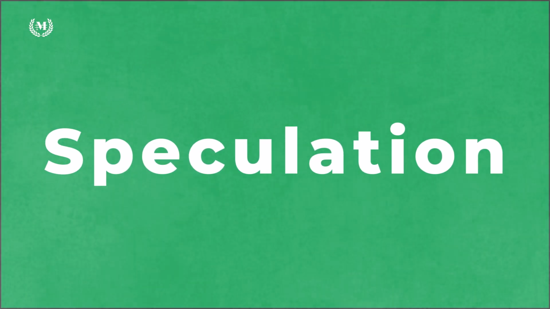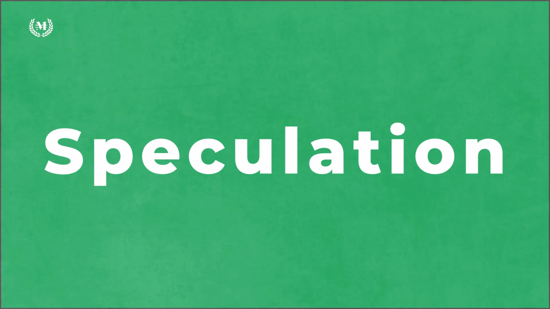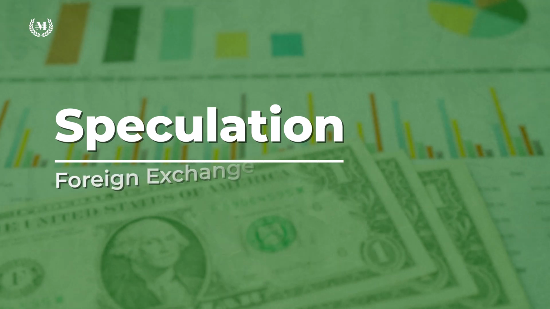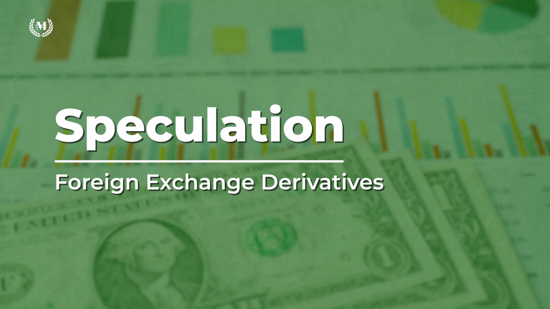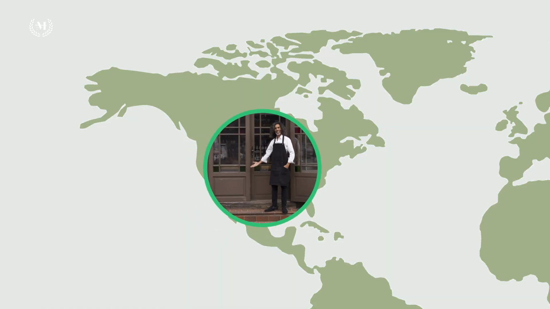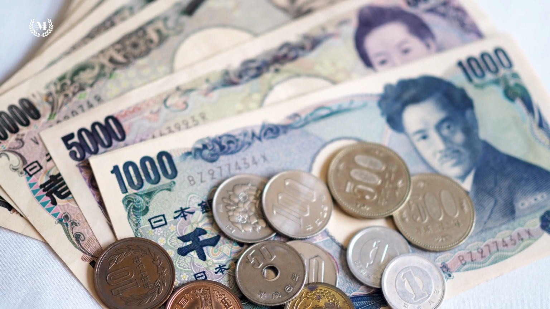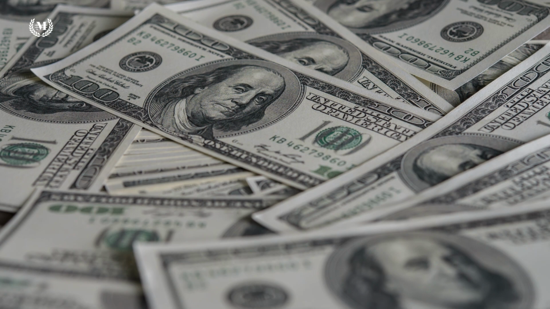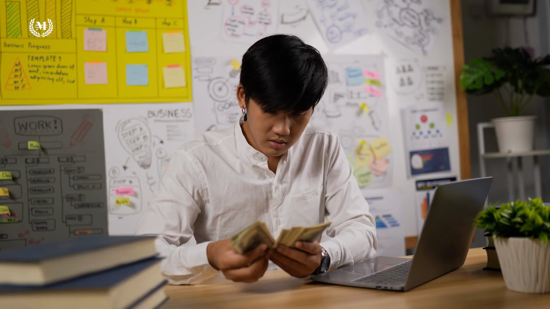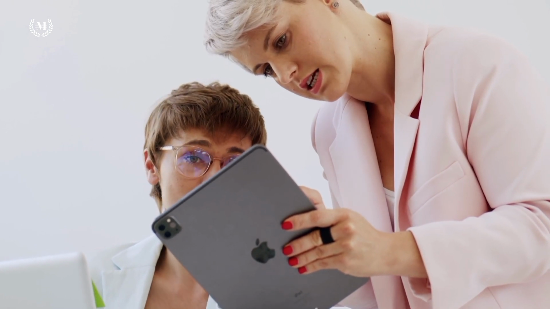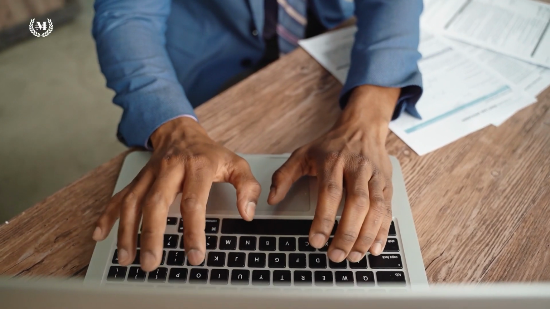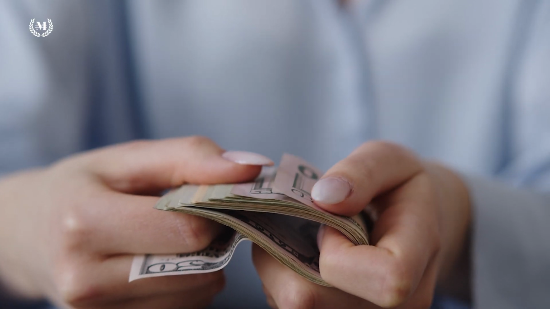All right, now let's explore speculation options. The first one is foreign exchange derivatives. Now, imagine you run a business that imports goods from Japan. You need to pay in Japanese yen. If the yen gets stronger compared to your local currency, your costs will go up. To protect yourself from this, you can use a foreign exchange derivative. It's like buying insurance against currency fluctuations. You can lock in a specific exchange rate for a future date, protecting your business from unexpected costs.